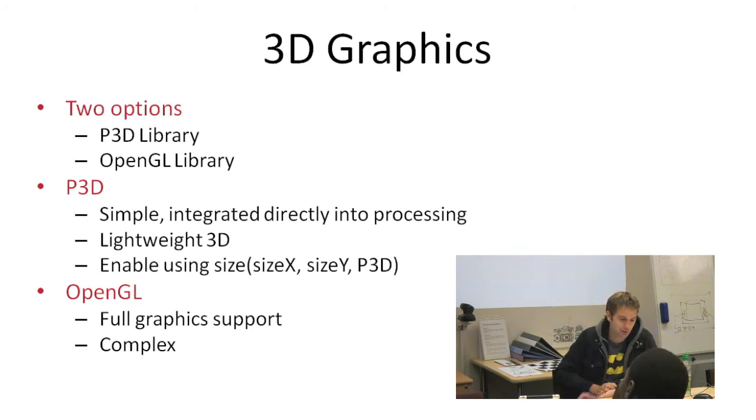There's 2 options if you want to do 3D graphics in Processing. You can use the P3D library, which is built on top of OpenGL and makes things nice and tidy, or you can actually use OpenGL itself. We're not going to talk about using OpenGL itself, because P3D provides pretty much most of the functionality you want. We'll look at OpenGL when we get to frameworks, so don't worry about it too much. P3D is integrated directly into Processing. It's lightweight, and you can enable it using size(x, y, P3D).